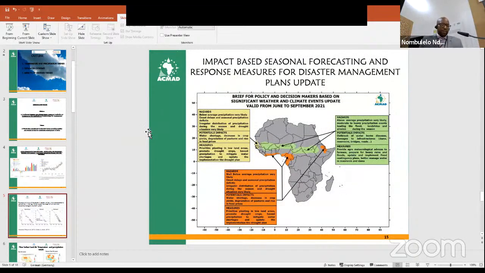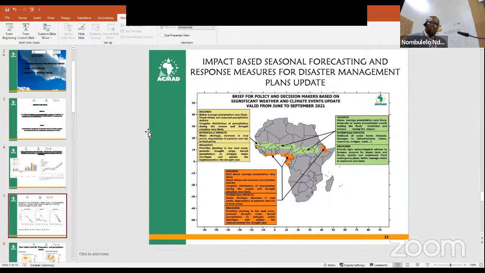At ACMAD, we do something about it. After having analyzed all these problems, we sit down and we do something for policymakers. We call it impact-based seasonal forecasting and the response measures for disaster management plans update. It's called the brief for policy and decision makers, based on a significant weather and climate event update.